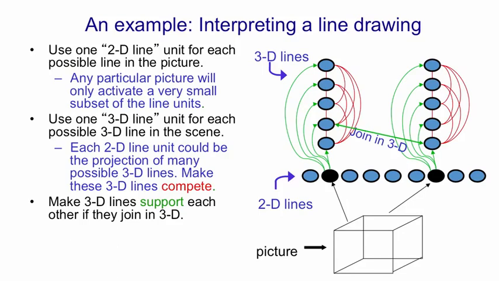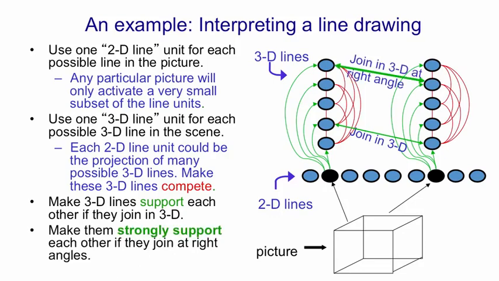But there's an even stronger fact we can use, which is that in our manufactured world, we expect that quite often 3D edges will join in a right angle. And so for two particular 3D edges that happen to agree in depth and join at a right angle, we'll put in a particularly strong connection. And I've indicated that by a thicker green line. So by putting in lots of connections like that, we can indicate how we expect 3D edges to go together to form a coherent 3D object.